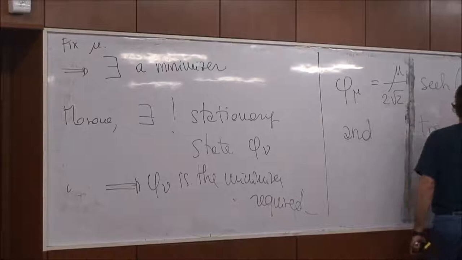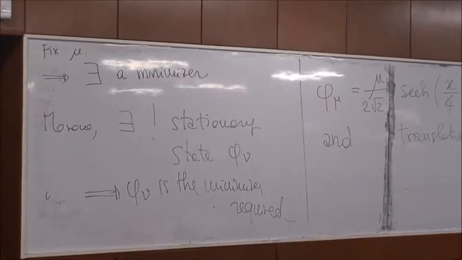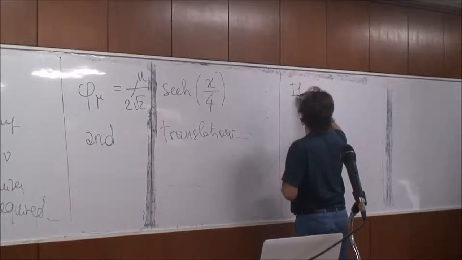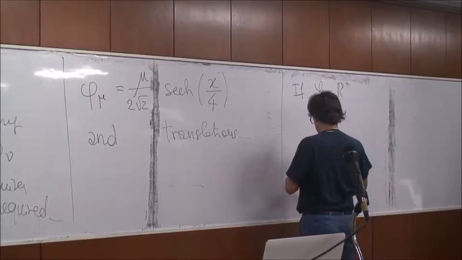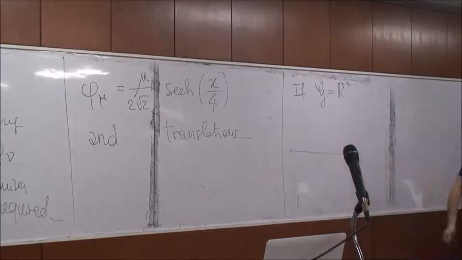An immediate consequence of this fact, which is the last thing I want to say today, is the following. Consider the problem not on the line, but on the half line. The problem of minimizing the energy, the same expression of the energy, with fixed mass. So this is a half line, draw it left or right. In any case, this is the half line.